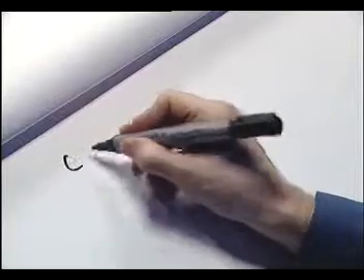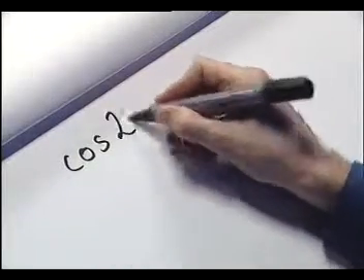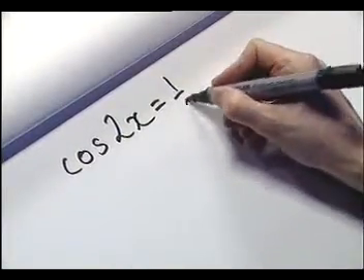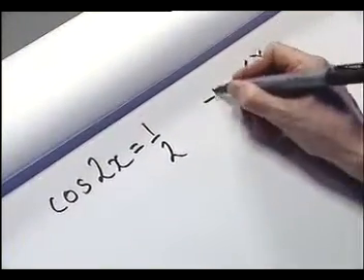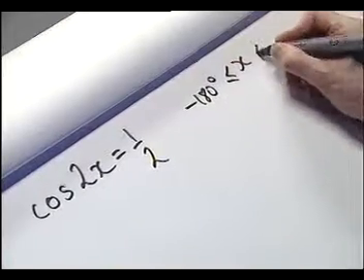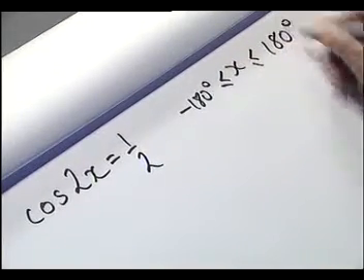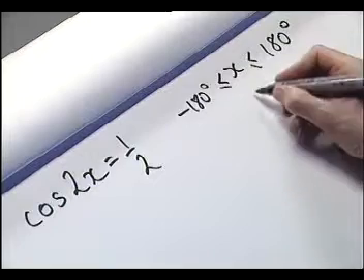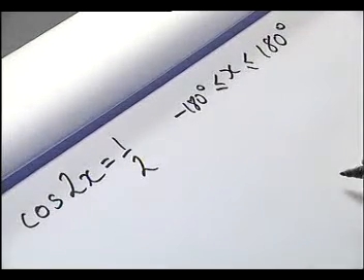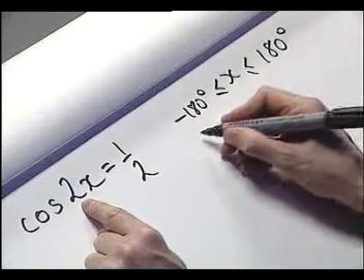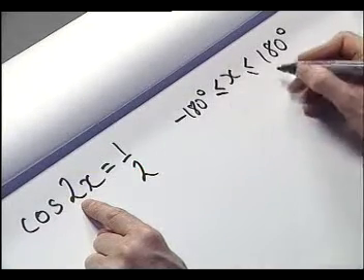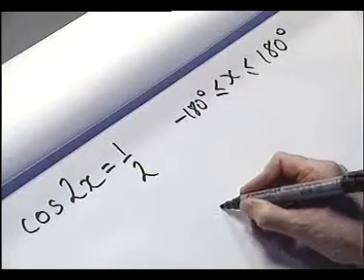So now we'll use a multiple angle, cos 2x equals a half, and we'll take x to be between minus 180 degrees and plus 180 degrees. So let's sketch the graph. Let's remember that if x is between minus 180 and plus 180, then 2x will be between minus 360 and plus 360.